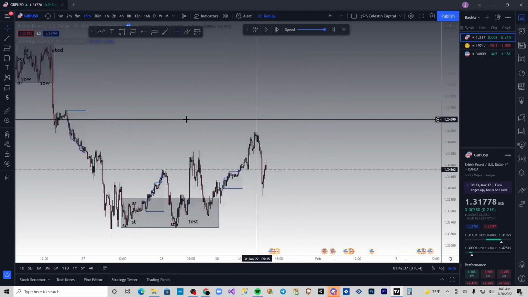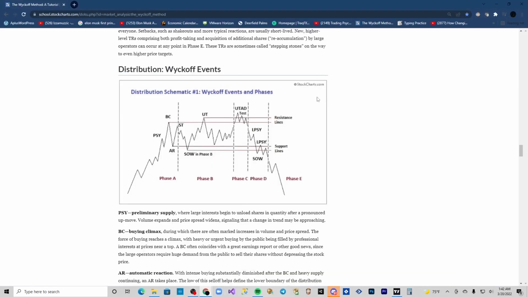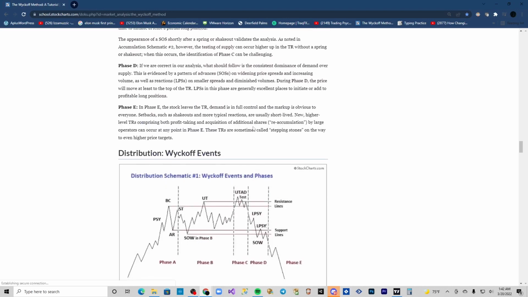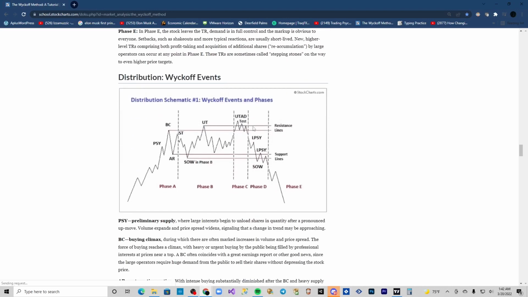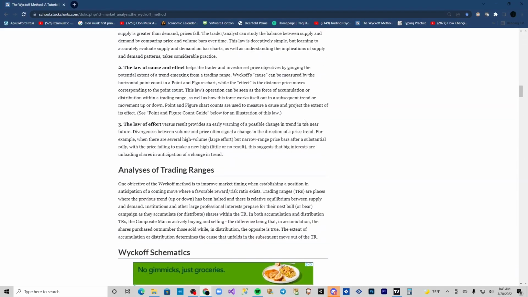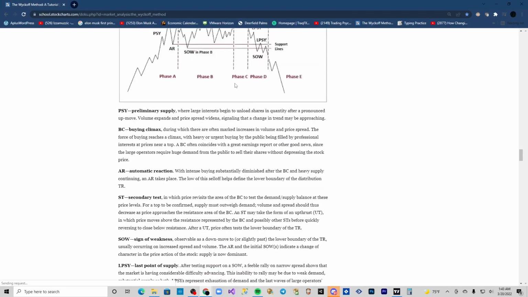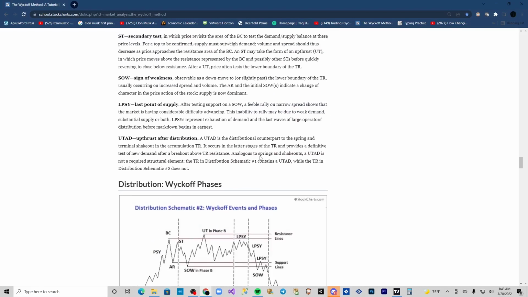So let's just take a quick look at the stock charts that every smart money trader seems to be looking at, right? If you're in the smart money space, or if you've been trading for a while, you may have been on this website before. It's called StockCharts. I'll link it down below if you want to check it out. It's called the School of StockCharts, and it gives us these different Wyckoff schematics, right? So we have accumulation and we have distribution. It gives you different phases of accumulation and distribution.